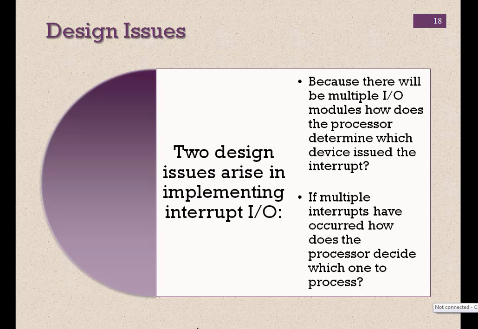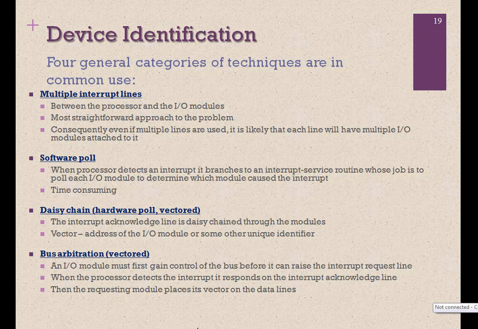Design issues. Two design issues arise in implementing interrupt IO. The first one: with multiple IO modules, how does the processor determine which device issued the interrupt? And the second one: how does the processor decide which process will be executed? Device identification.